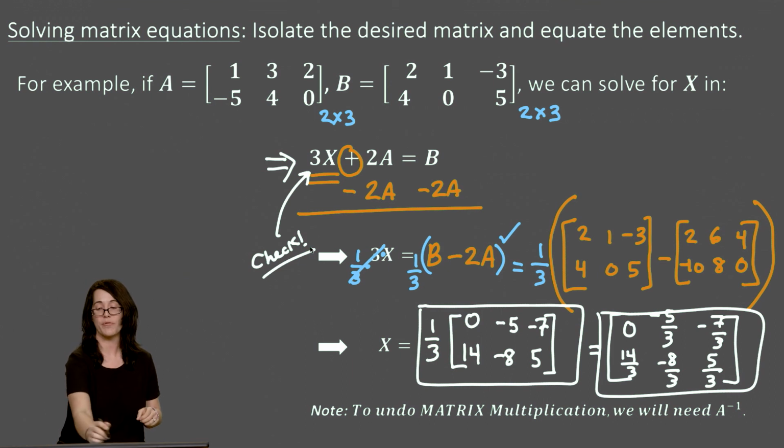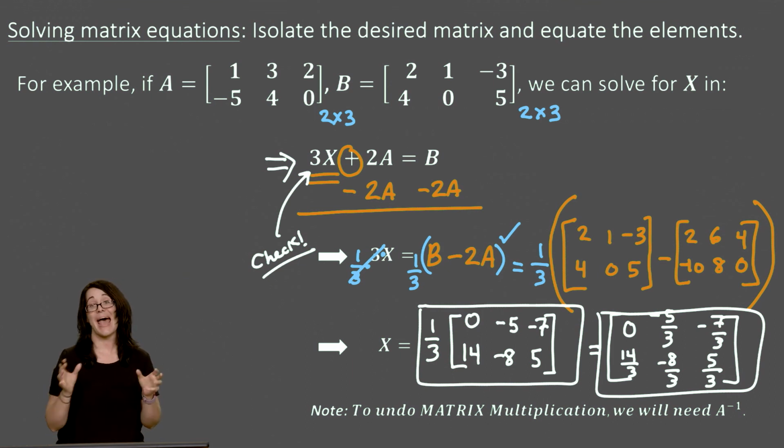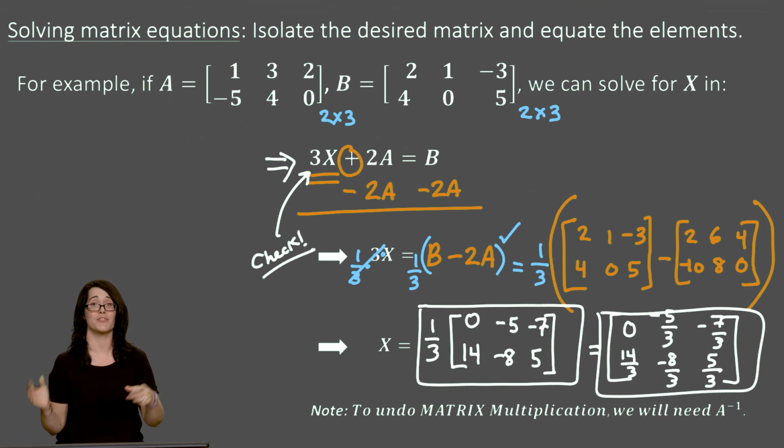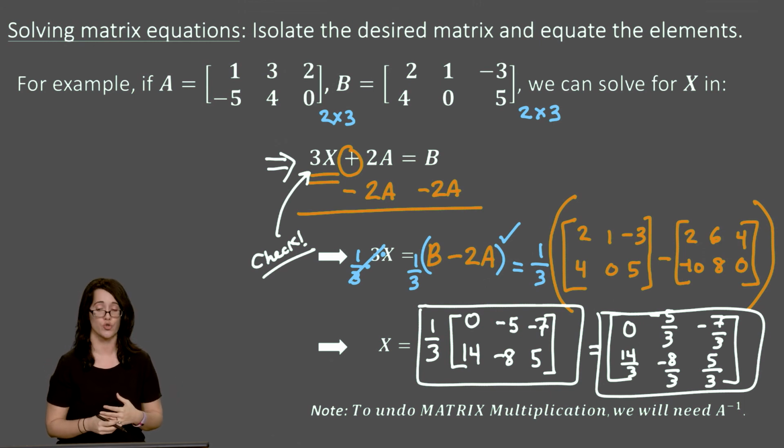You could triple the entries of this matrix, add those entries to the entries of 2A, and the result should be the entries of B. Okay, so you could check step by step, is this truly the matrix that makes this equation true?